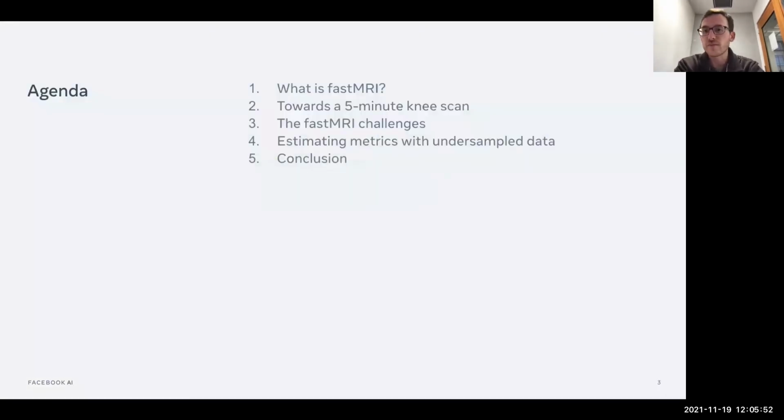And so here's the agenda of my talk. First of all, I'm going to start by just describing what is the fastMRI project, what were our goals, and then I'm going to go into 3 different subcomponents of the collaboration. The first one is our work towards a 5-minute knee scan. The second one is our work on open competitions with the fastMRI challenges. And the third one is some ongoing work on estimating metrics with undersampled data. And as you can guess from my talk, the common theme that I'm going to try and highlight through all 3 of these is how do we evaluate deep learning based image reconstruction models.